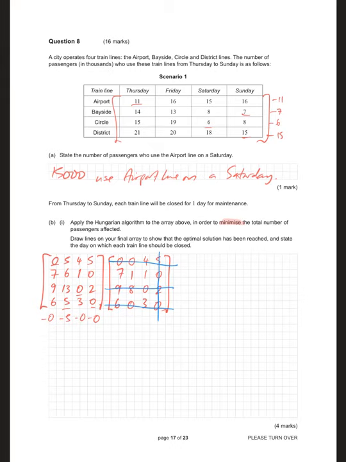Select my zeros. Alone in its row, no. Alone in its column, yes. Alone in its row, no. Alone in its column, no. Alone in its row, yes. Alone in its row, yes. Alone in its row, no. Alone in its column, no. Alone in its row, alone in its column. This one's the last to choose. It's going to be there.